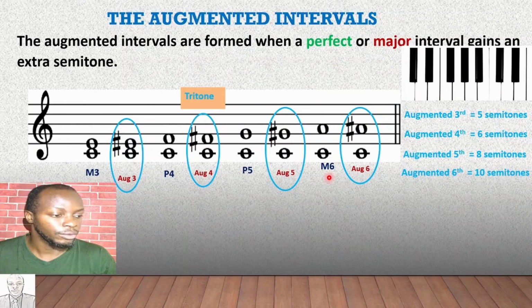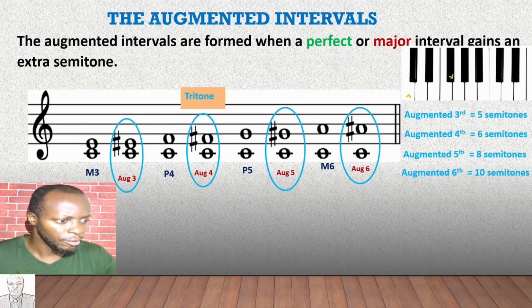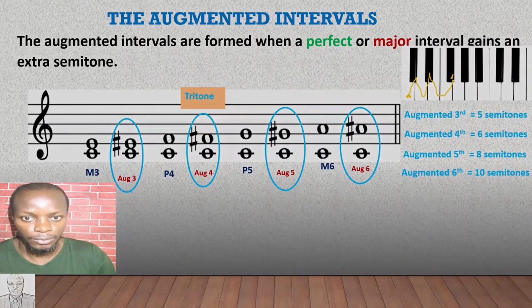The augmented fourth has 6 semitones, and that's a tritone. That's from C to F sharp. Now let's see the number of semitones between C and F sharp. That's the tritone or the augmented fourth. So we have 1, 2, 3, 4, 5, and 6. The augmented fourth has 6 semitones.